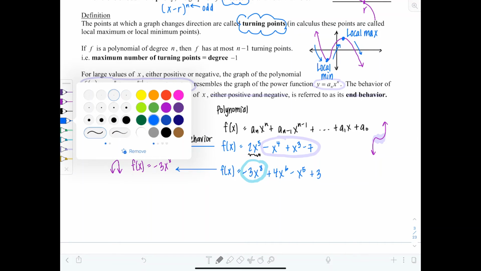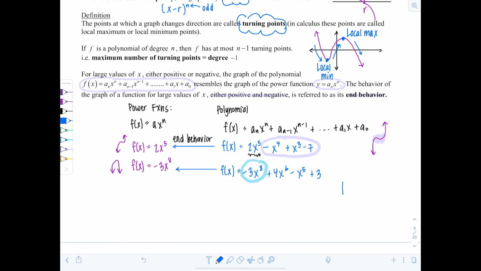So there may be some crazy wiggles. I don't know, I just made this up. There might be some wiggles, but it's going to look like that in the long run if you zoom out far enough. The reason why you'll learn later on in calculus when you study limits, but pretty exciting stuff.